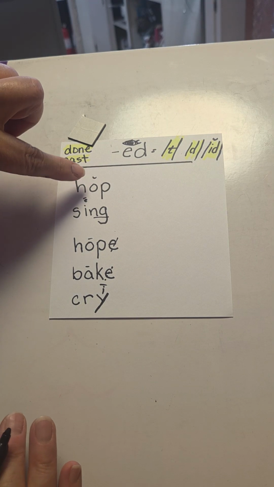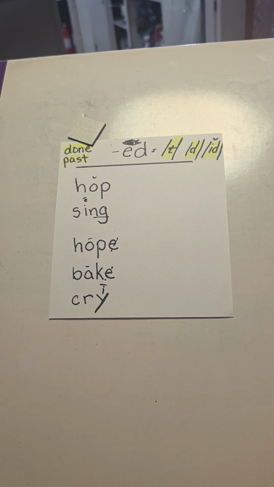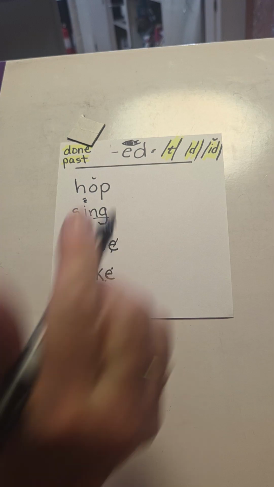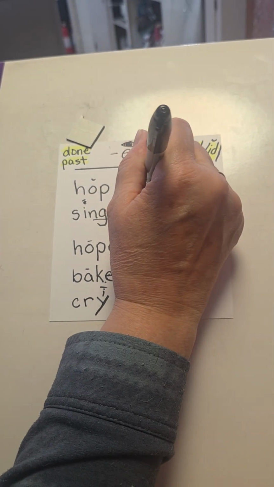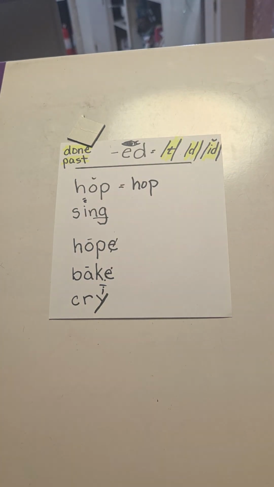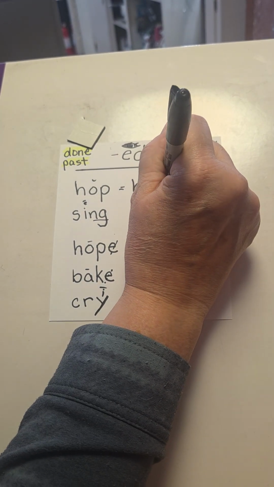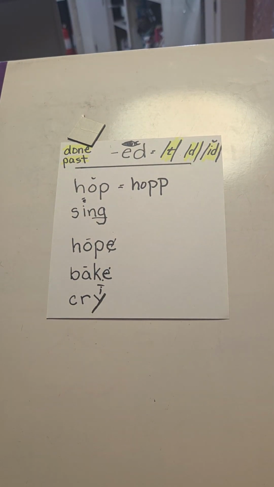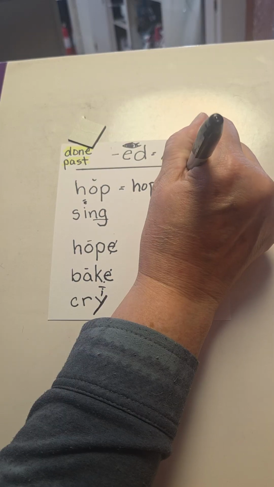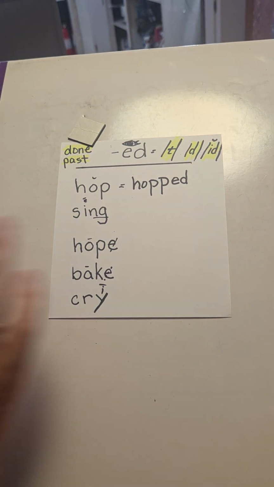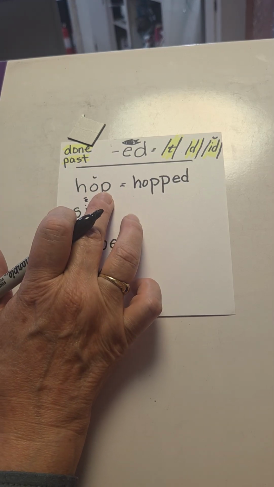When you have a short O, a closed CVC word, short, simple, and sweet, we keep it, but we have to double the last letter. Hop became hopped. We cannot put the ed on until we have doubled the last letter.